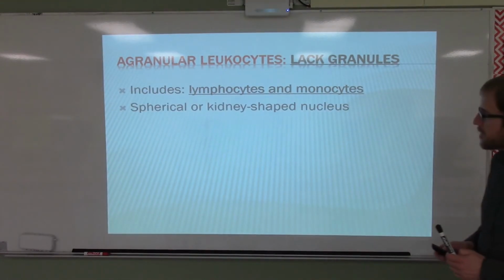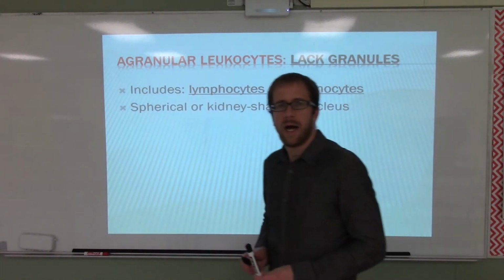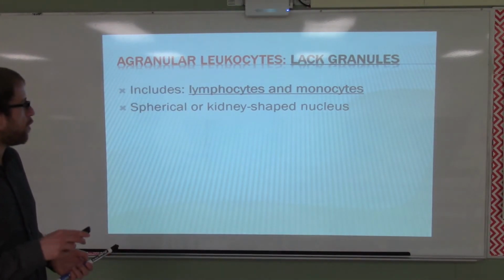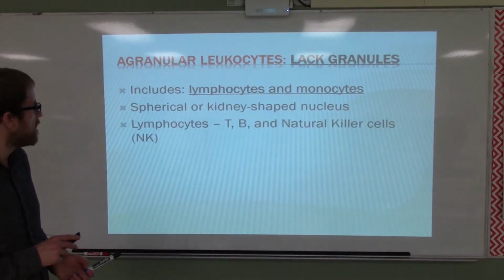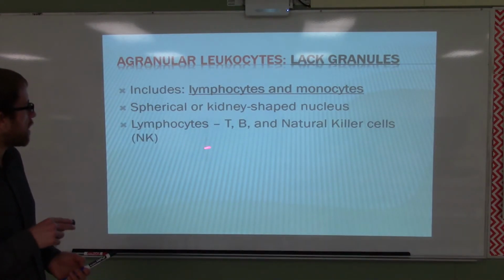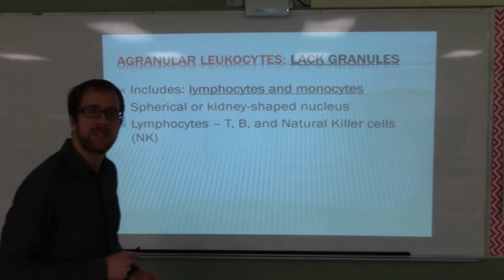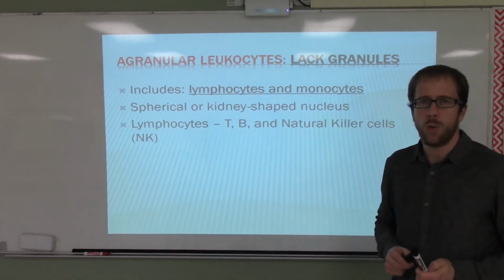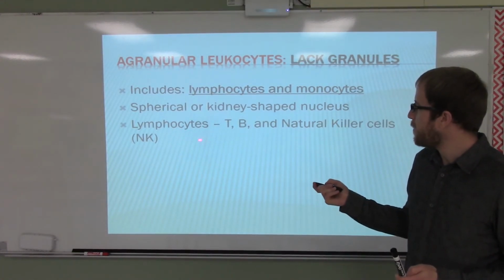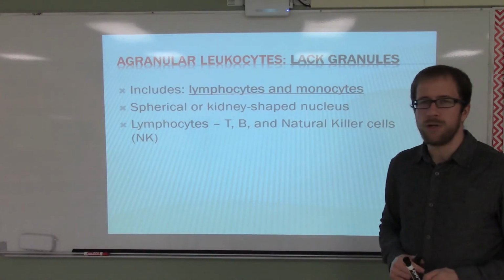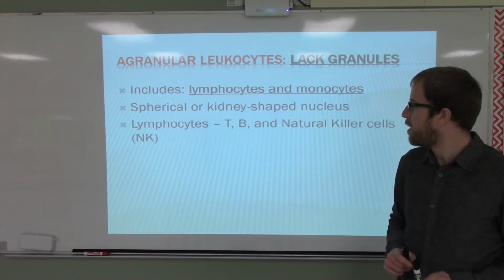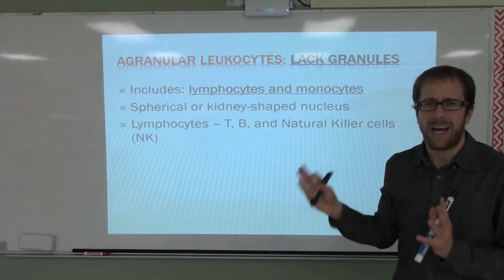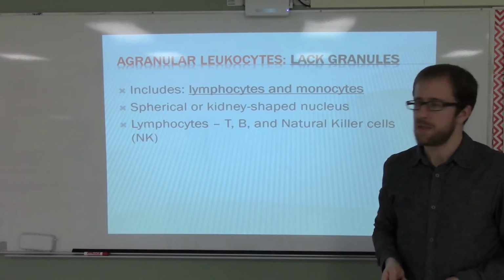So agranular leukocytes, they do not have any of these granules within them. They have spherical or kidney-shaped nuclei, but importantly, the class called your lymphocytes are the main players in your immune system. So you have your T, B, and your natural killer cells. So you have all of the players that make up the last kind of barrier of defense of your immune system.